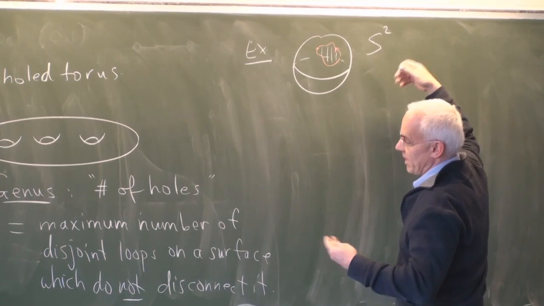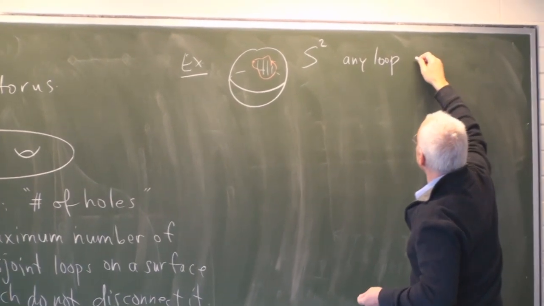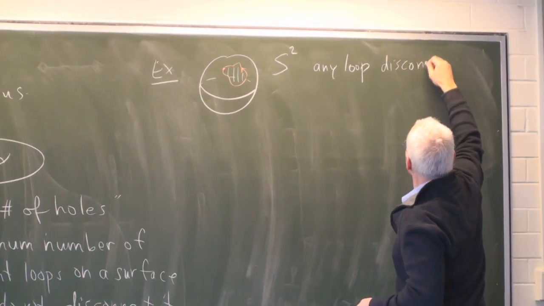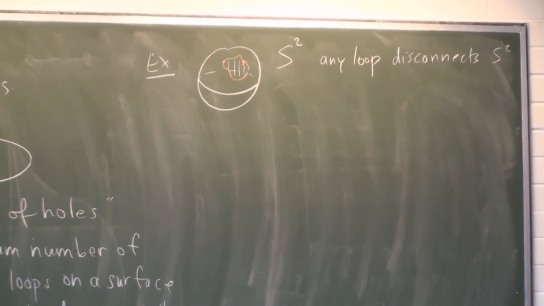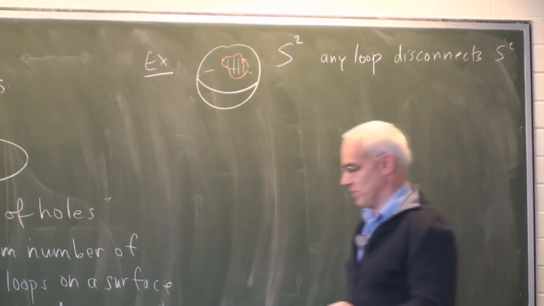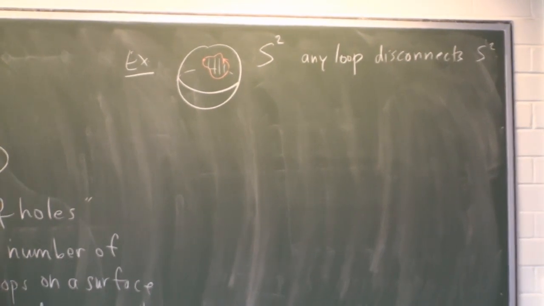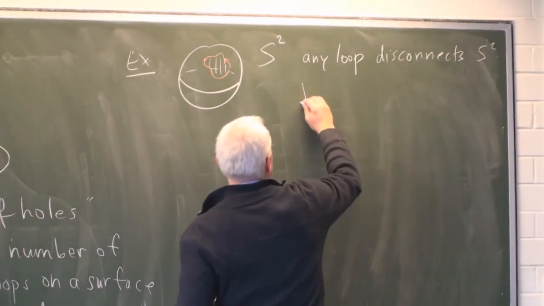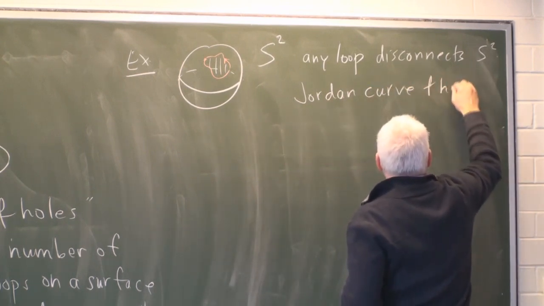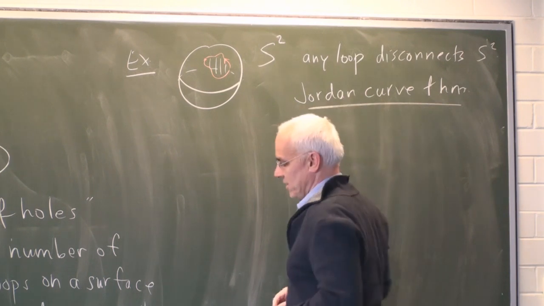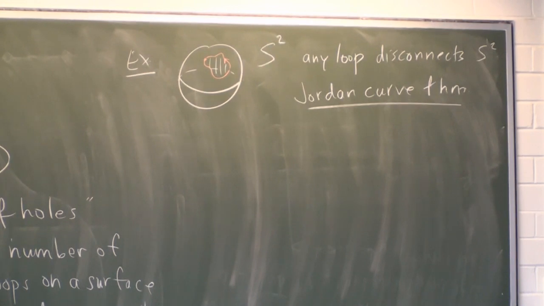So a loop, any loop disconnects S2. That's actually not such an easy theorem to say precisely and to prove. That's essentially a famous theorem called the Jordan curve theorem. And even to say precisely what that is is a non-trivial exercise.